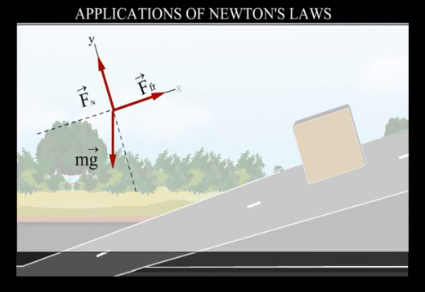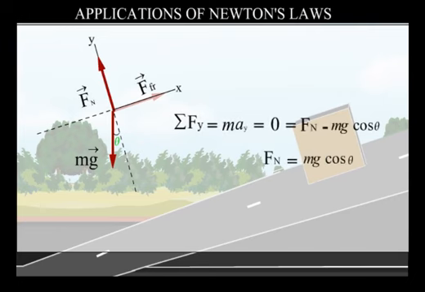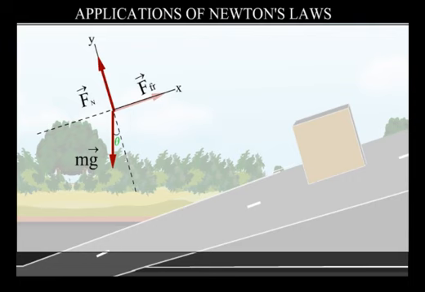Let us find out the net force acting along the y-axis. The action of frictional force has nothing to do with this force. From this relation, we can find out the normal force acting on the crate. Now, let us find out the net force acting along the x-axis. It is the algebraic sum of the frictional force and the weight of the crate along the x-axis.